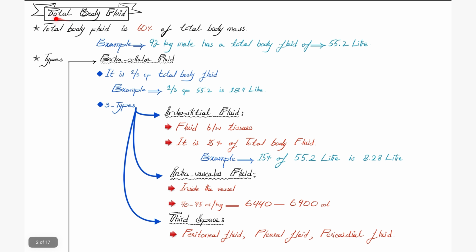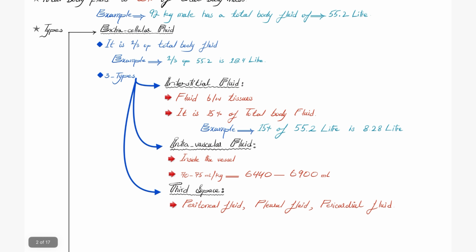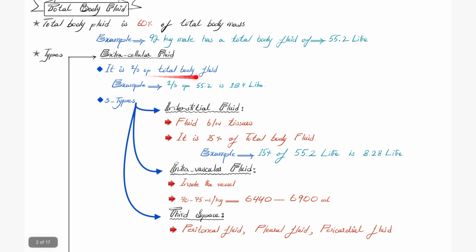The total body fluid is 60% of total body mass. For example, a 92 kg male has a total body fluid of 55.2 liters, which is 60% of his body mass of 92 kg. Total body fluid is further divided into extracellular fluid, transcellular fluid, and intracellular fluid. Extracellular fluid is one third of the total body fluid. For example, one third of 55.2 liter of a 92 kg male is 18.4 liter.